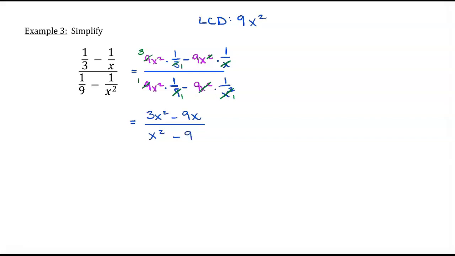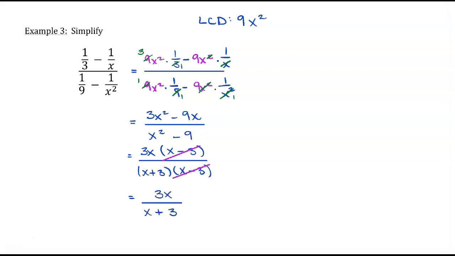Now let's factor the numerator and the denominator and look for any common factors. Looking at the numerator first, 3x squared and negative 9x have a greatest common factor of 3x. And factoring out a 3x leaves us with a factor of x minus 3. In the denominator, we have the difference of squares, x squared minus 9, and this factors as x plus 3 times x minus 3. Simplifying our factors of x minus 3, we are left with 3x divided by x plus 3. Now we'll head over to example 4.